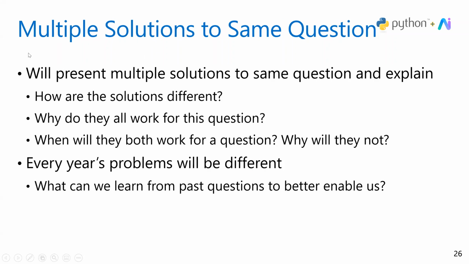And I mentioned earlier that there are multiple solutions to the same question. There are wildly different solutions to the same question. And we'll present different solutions to the same question, and then we'll highlight how the solutions are different. Why do they all work for this question? And why would they not work if this question was slightly different?